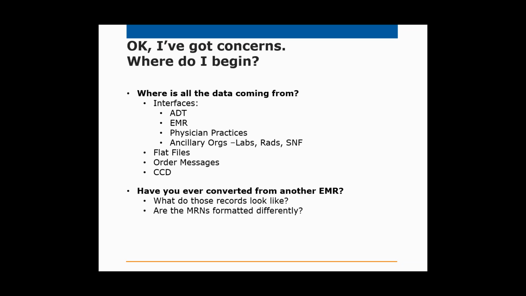So we've got to really look at where the data is coming from. What's feeding our system? So certainly we have interfaces, and the ADT interfaces are usually where all those demographics come from. That's usually the main source and how we identify a patient. We have EMRs coming in, physician practices, the ancillary organizations, lab facilities, radiology, skilled nursing. Then we might also get flat files.